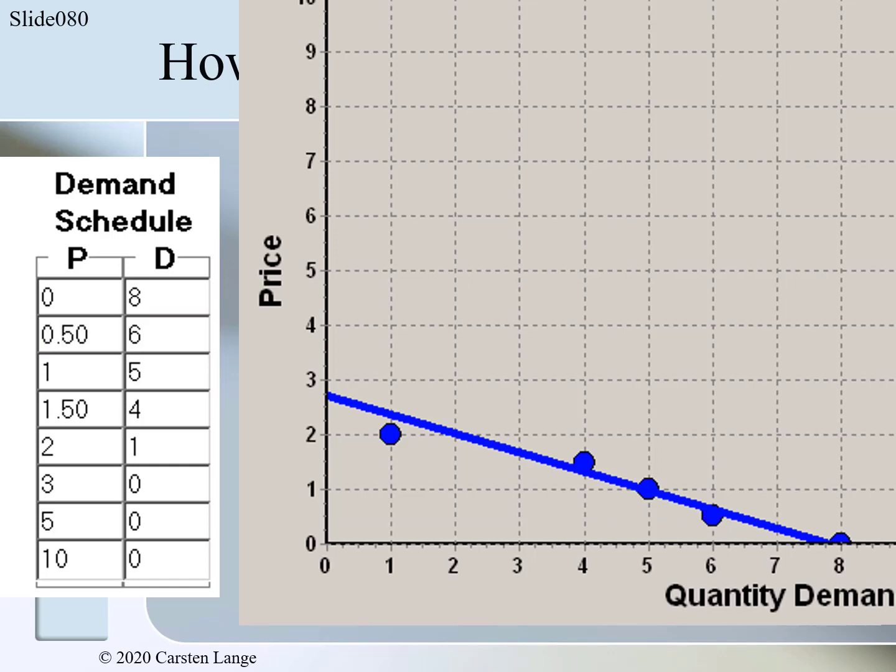In case the price is 0, it's a little bit more tricky because we pick the price of 0, which is actually the same height as the axis. Then we go horizontally along the axis until we reach the demand curve, which is actually where the demand curve intersects with the axis, and we see that the demanded quantity is 8, which coincides with the demand schedule.